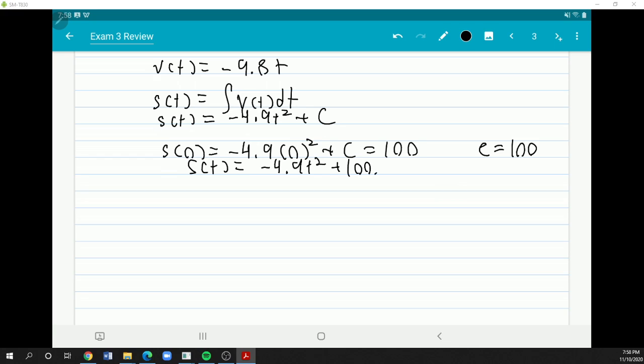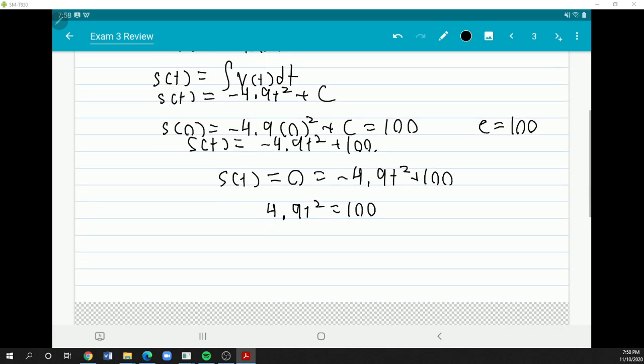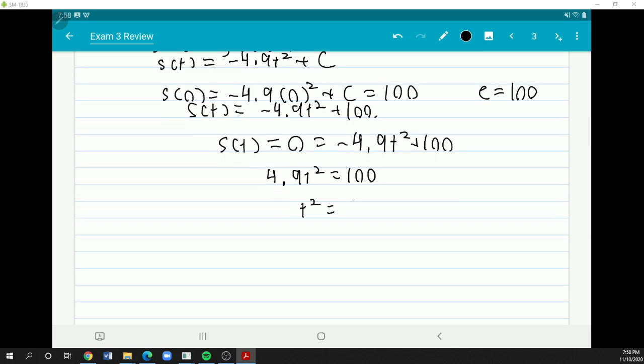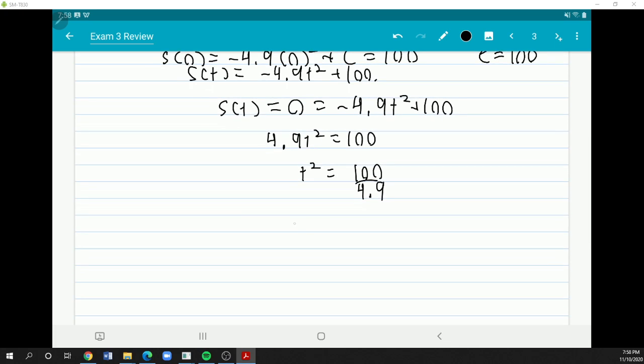We're not quite done. This problem has added in one more step, and that is s of t. We want to know when this thing is equal to 0. So we have 0 is equal to minus 4.9 t squared plus 100. 4.9 t squared is equal to 100. T squared is equal to 100 divided by 4.9. So t is equal to the square root of 100 over 4.9.